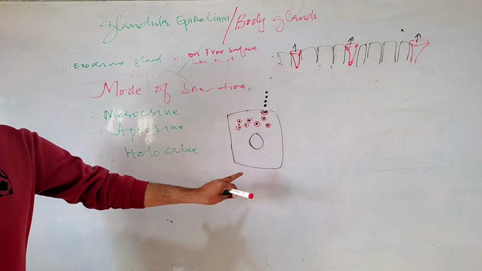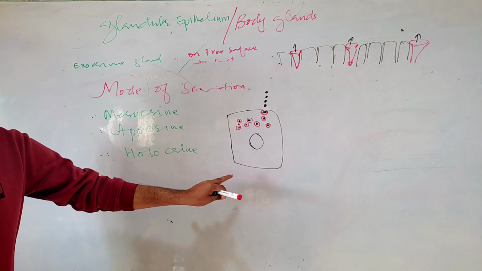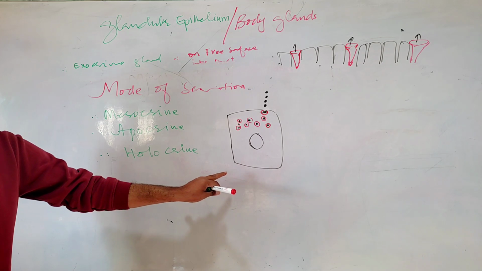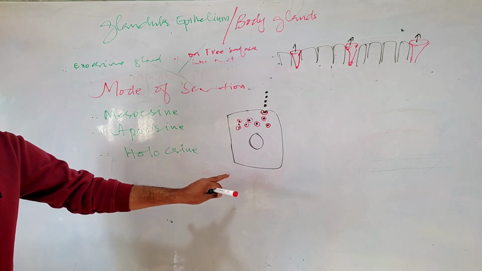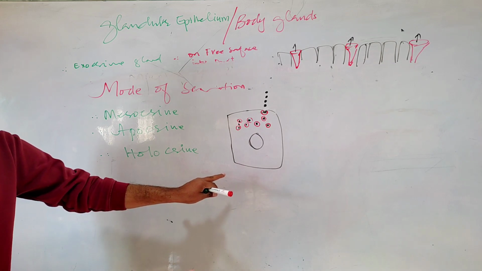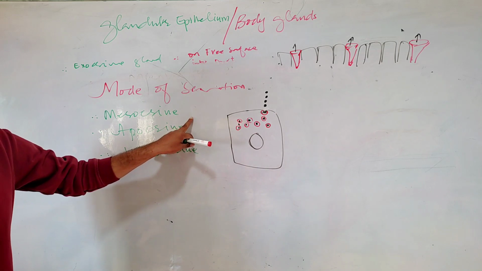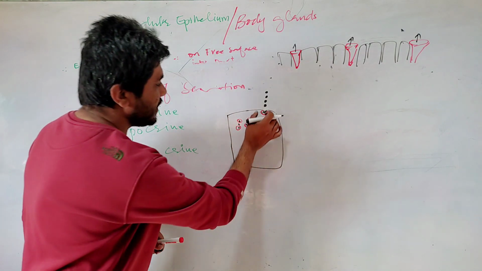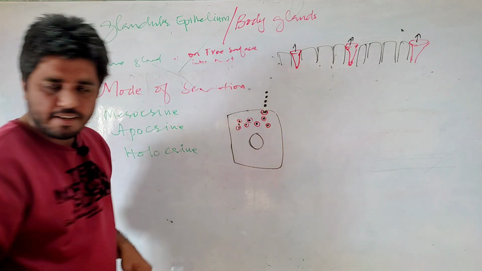Some glands of the body use this way to secrete their product. That product could be a hormone, a mucus, a serous secretion, or a mixture of both serous and mucus secretions, but they use this way, which is known as merocrine. This molecule is attached with the cell membrane and just comes out from the cell.